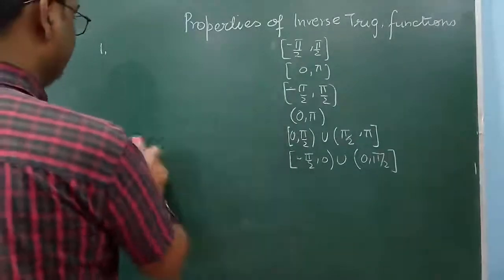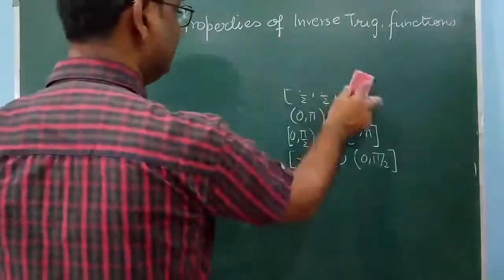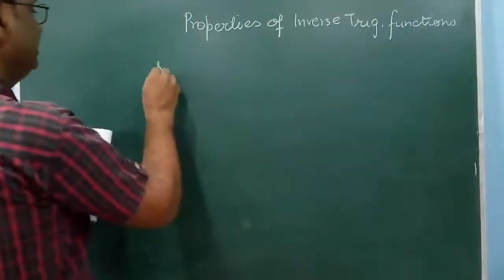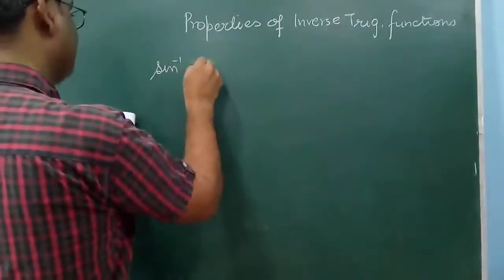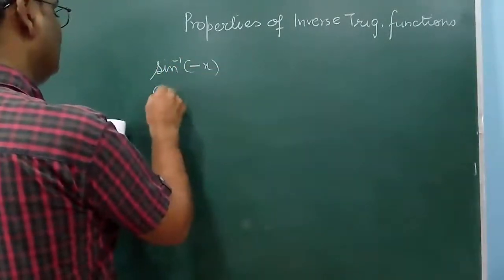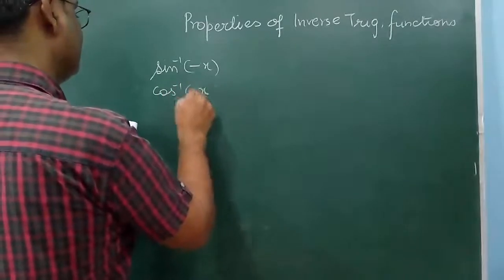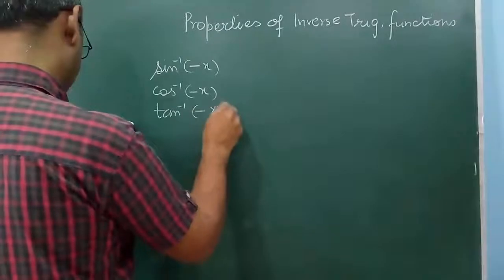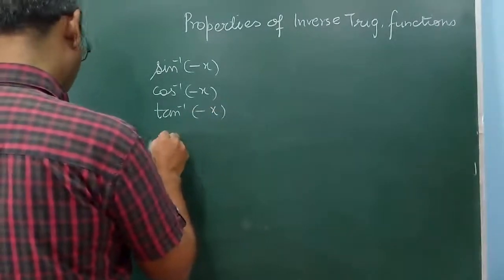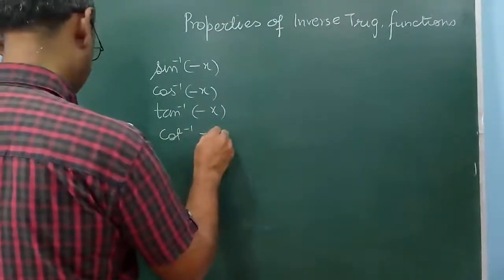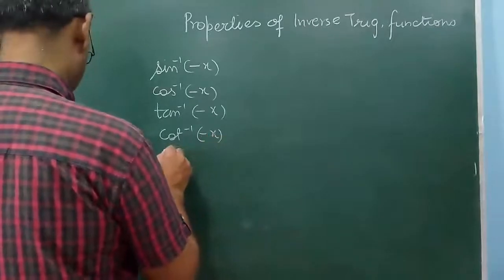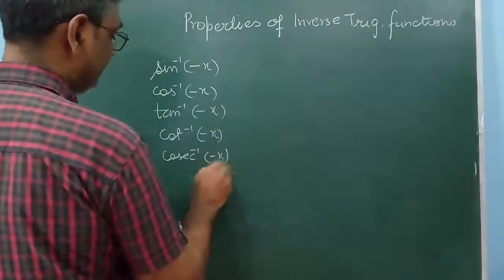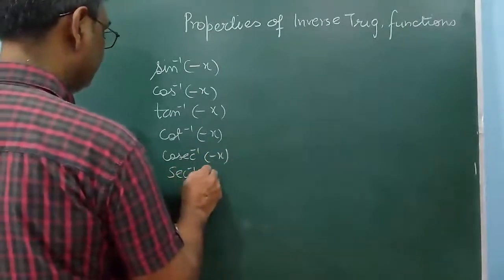Now come the signs. What are the signs of the inverse trigonometric functions? This is also very important: sine inverse minus x, cos inverse minus x, tan inverse minus x, then cot inverse minus x, cosec inverse minus x, and sec inverse minus x.